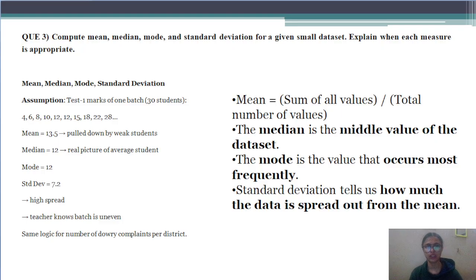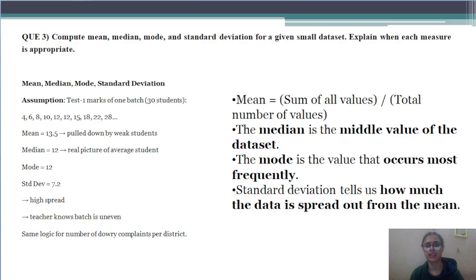So first is mean. So mean equals the sum of all values upon the total number of values. So from the calculation we will get mean equal to 13.5. Here actually the whole data set is not given, so the proper calculation is also not given, but the formula is this only.